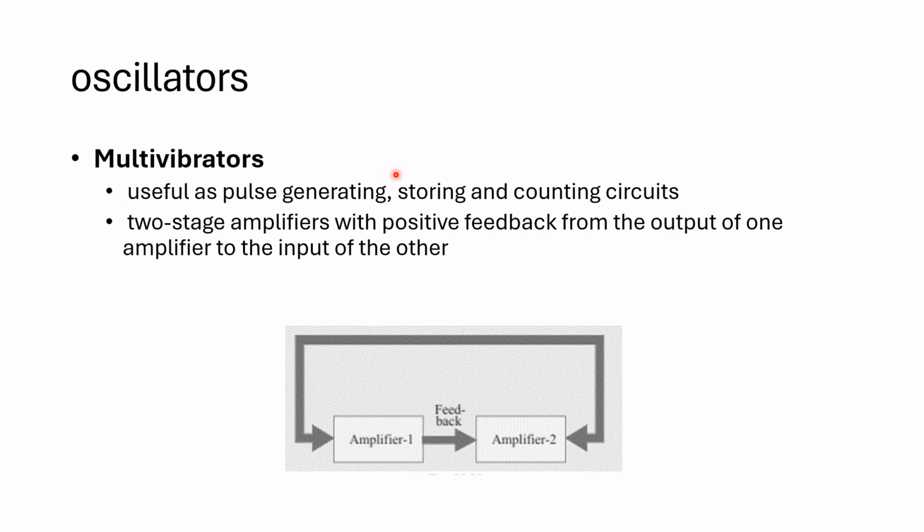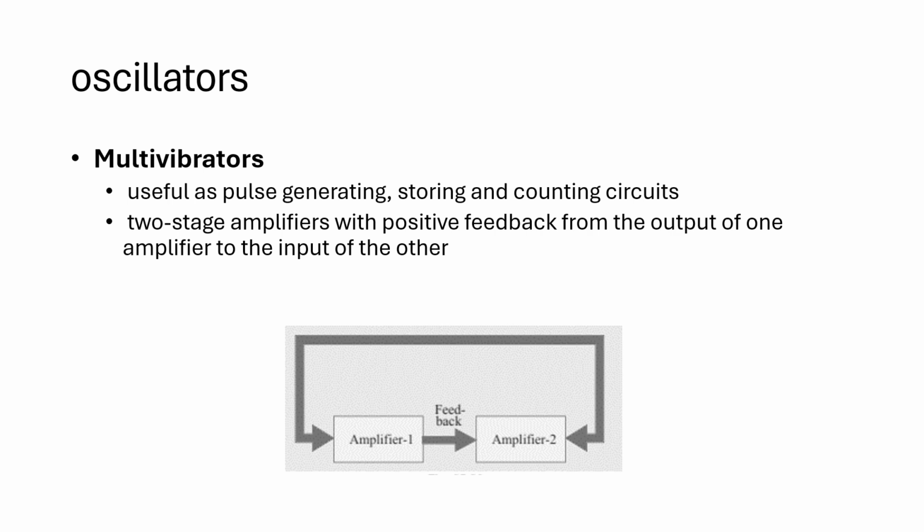So other types, we have multivibrators. Multivibrators are useful as pulse generating, storing, and counting circuits. So we have here two-stage amplifiers with positive feedback from the output of one amplifier to the input of the other. So the output of this one is the input for the second amplifier.